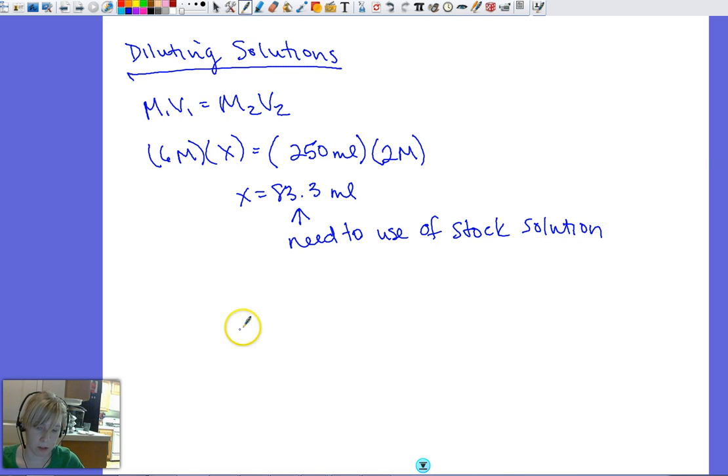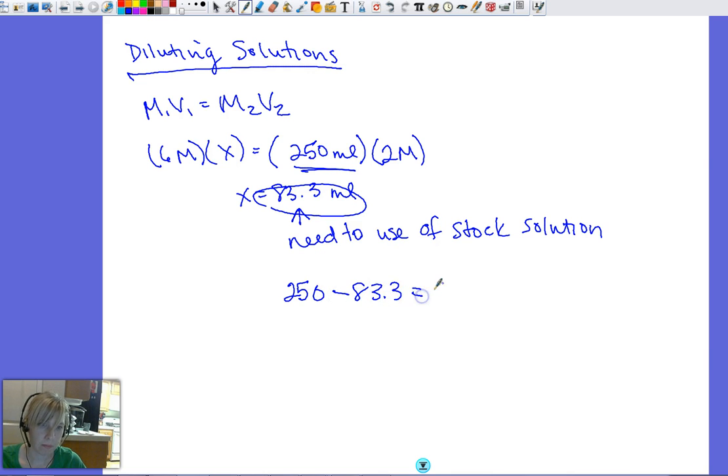Now the second part of the question asks how much water would I need to add to it. So if our final volume is going to be 250 and we have to put in this much, the difference will be how much water. So we take 83.3, subtract that from 250, we get 166.7 milliliters of water needed.